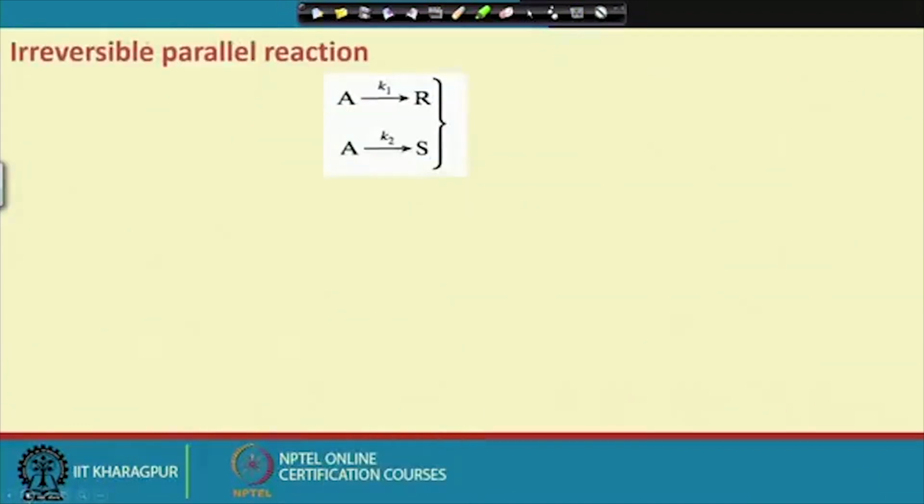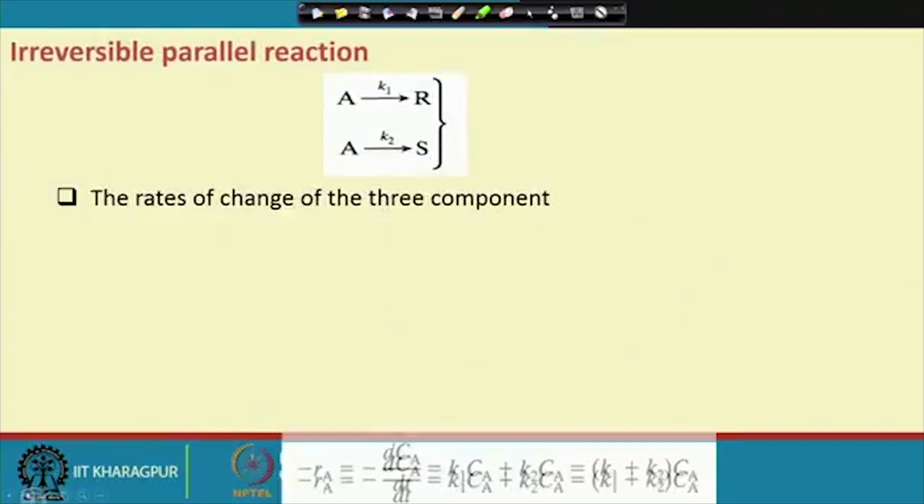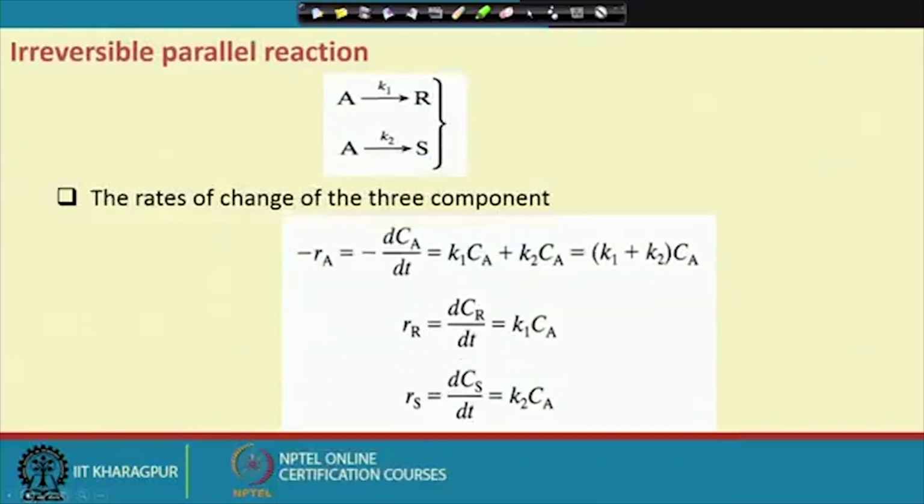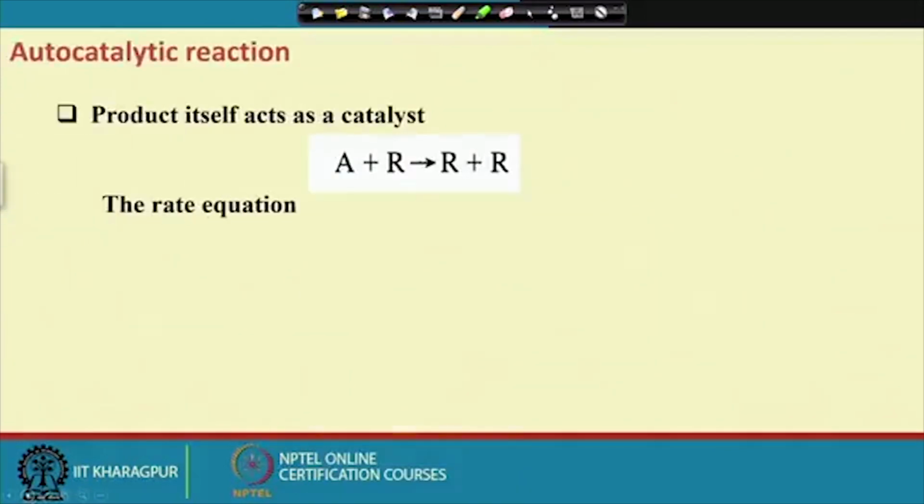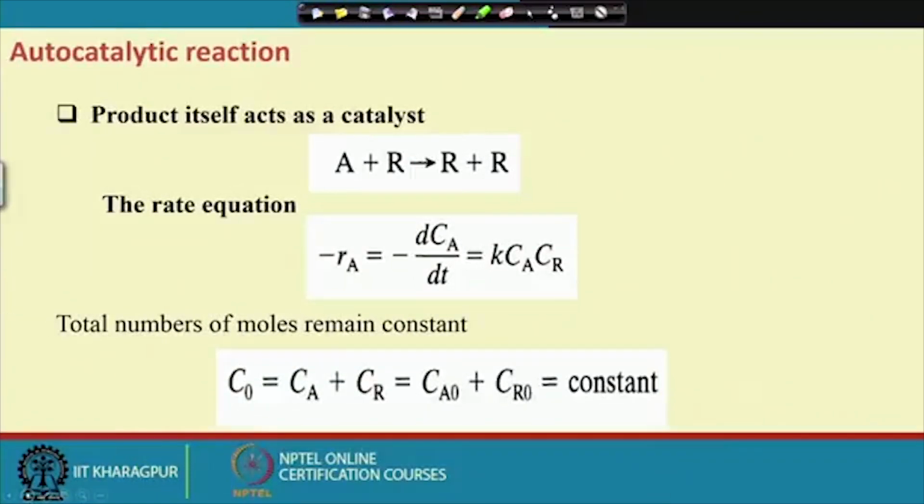Then we have other types of reaction. We have the parallel reaction that can be expressed like this. This is minus dCa by dt equal to the rate of conversion of R and the rate of conversion of S. That can be expressed like this. We can take Ca common. We can write this.